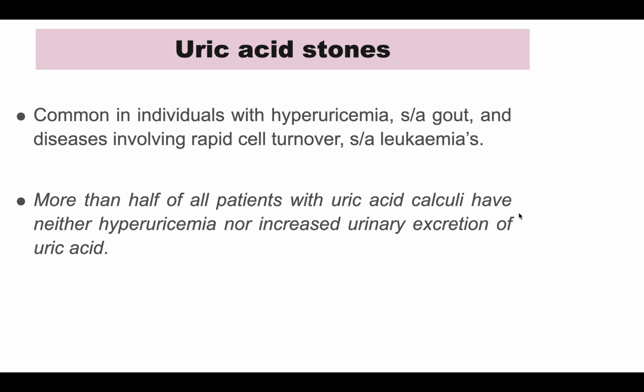Next are the uric acid stones. Uric acid is formed due to rapid cell turnover. So you have patients of gout, and in patients of gout you have hyperuricemia. Secondly, if a patient has cancer, there is rapid cell turnover, and turnover leads to protein breakdown, and that leads to uric acid. So uric acid stones can be found in cancer patients, in leukemia patients. But one thing to remember is that mostly the patients who have uric acid calculi do not have hyperuricemia, and they do not have increased excretion of uric acid in the urine.